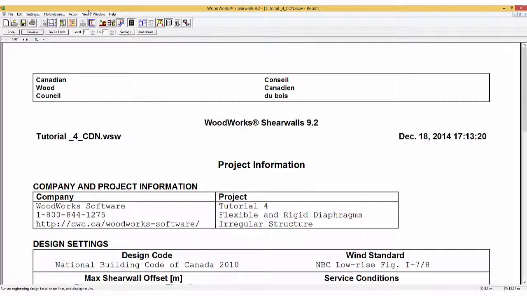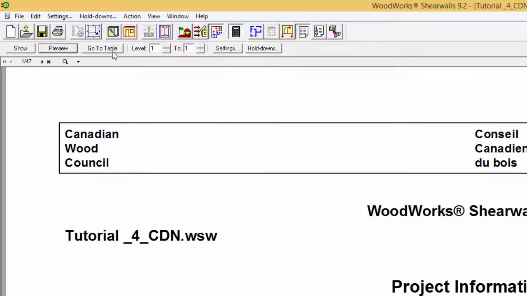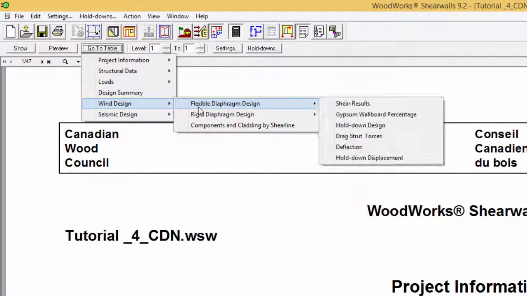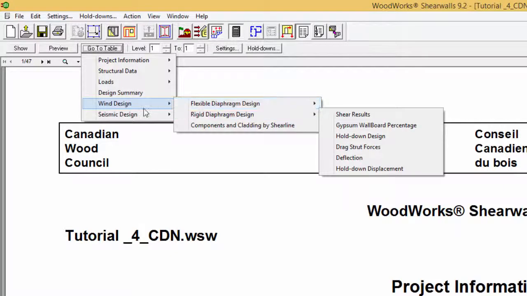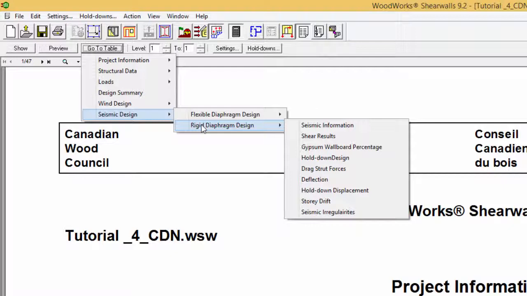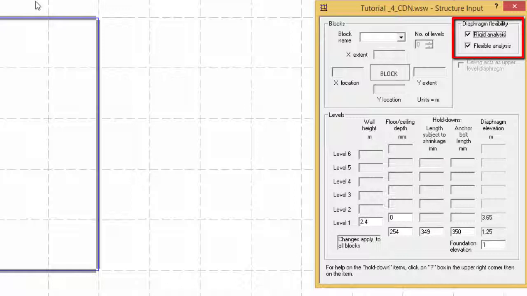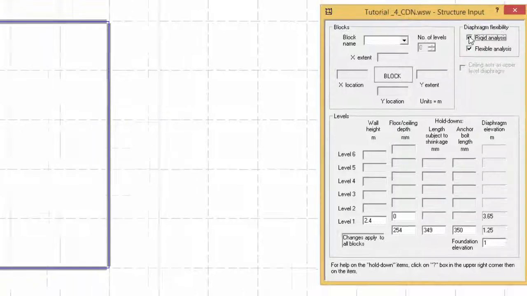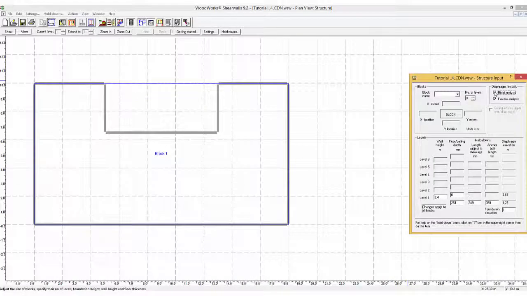When designing a structure, there are two different diaphragm analyses that can be done: flexible and rigid, for both wind and seismic design. The choice on whether both flexible and rigid, flexible only, or rigid only analyses are conducted is specified in the structure input form. Depending on which analysis is used, the distribution of the load will vary.